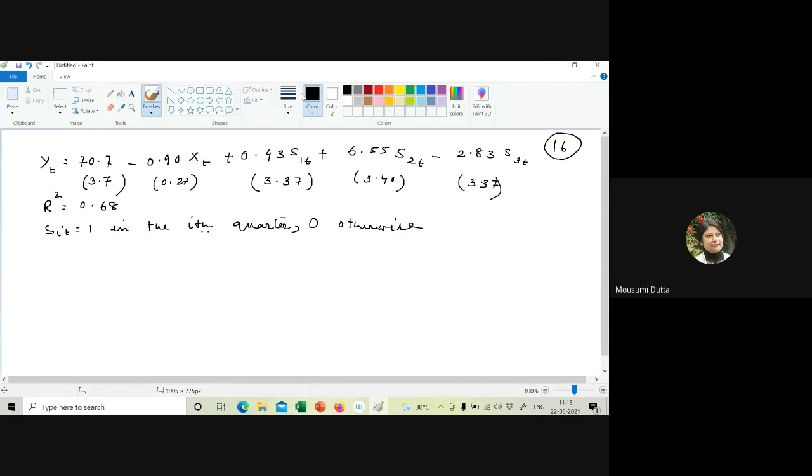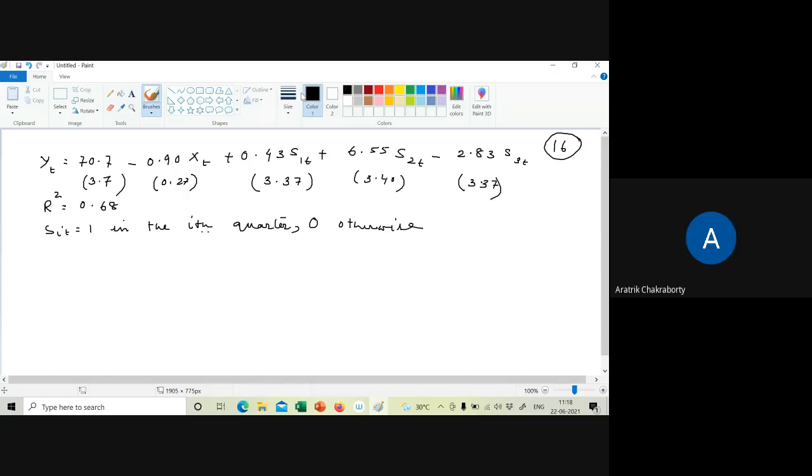Pratyush? Ma'am, for the first quarter, if S1T denotes the first quarter, then in the first quarter only the S1T value will be 1 and the other values, S2T and S3T, will be 0. Very good. So following that principle, please generate the equations for the first quarter. Pratyush is absolutely right. So generate the equations for the 4 quarters, first, second, third, fourth. Following that principle, please generate 4 relevant equations for all 4 quarters.